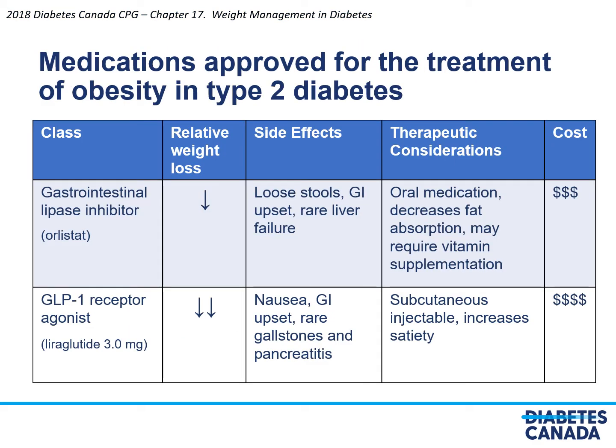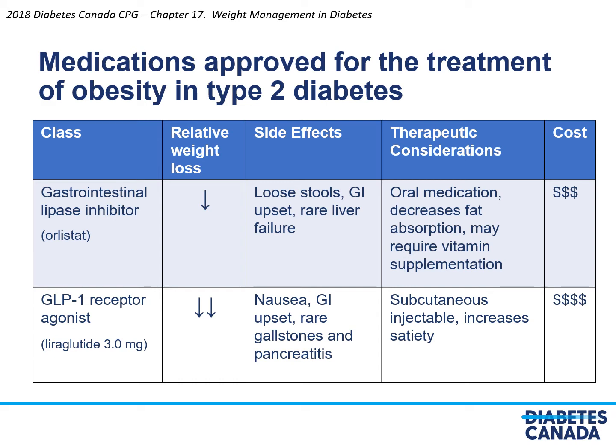Here are a list of the medications approved for the treatment of obesity in type 2 diabetes. The first agent is a gastrointestinal lipase inhibitor called orlistat. The relative weight loss is minimal. The side effects include loose stools, GI upset, and rare liver failure. Therapeutic considerations include the fact that it is an oral medication, it decreases fat absorption, and it may require vitamin supplementation. There is a cost to this agent.